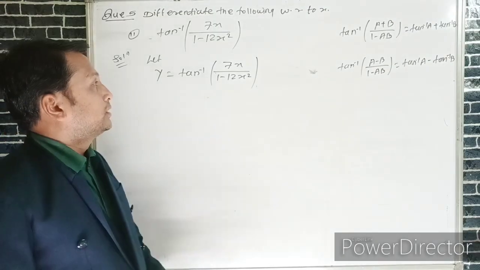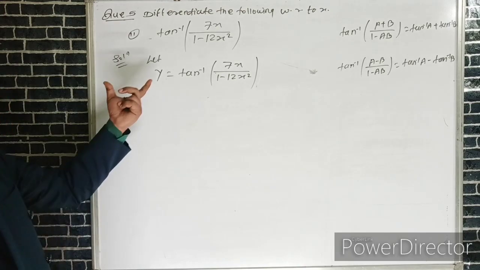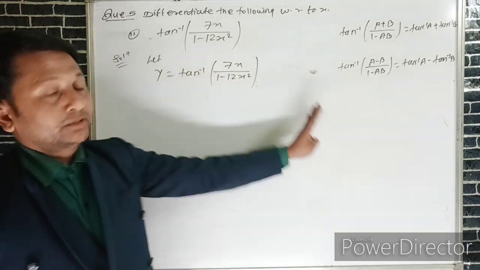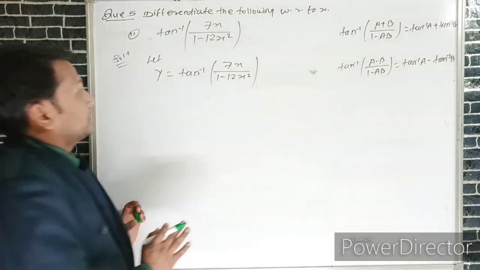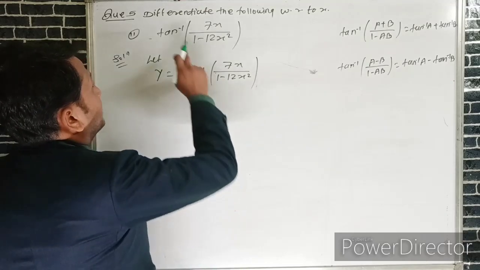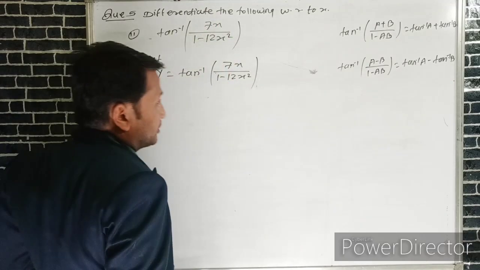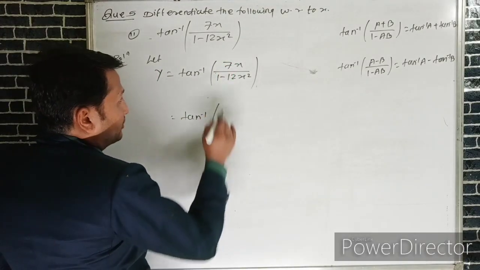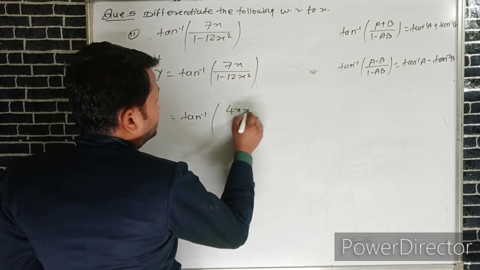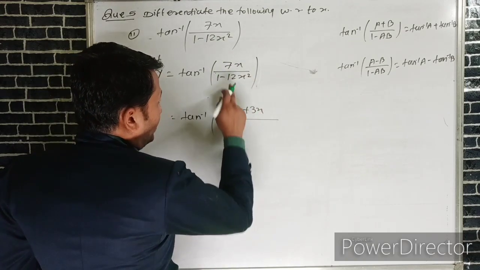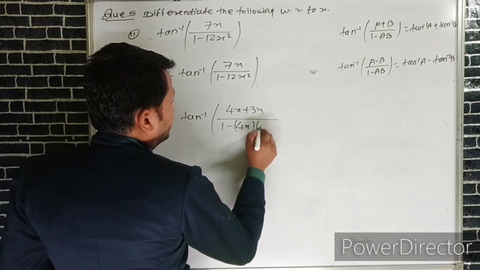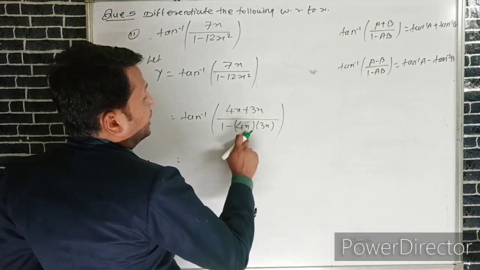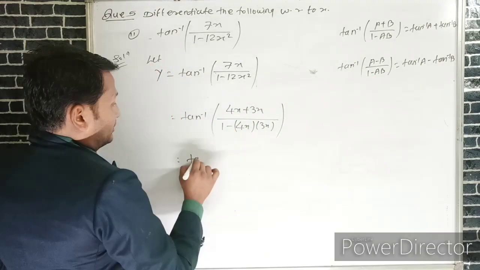We can solve the next example, number two, tan inverse of 7x upon 1 minus 12x squared, by using example number one. Similarly, we can find the derivative of tan inverse of 7x upon 1 minus 12x squared. If we factorize 12 and 7, then 7x is 4x plus 3x, upon 1 minus 12x squared, which is 4x into 3x.